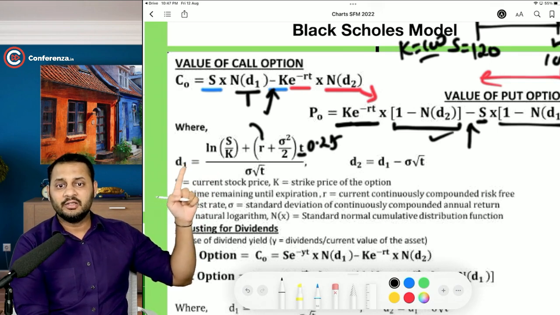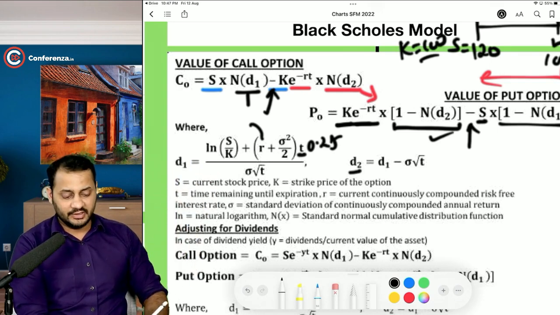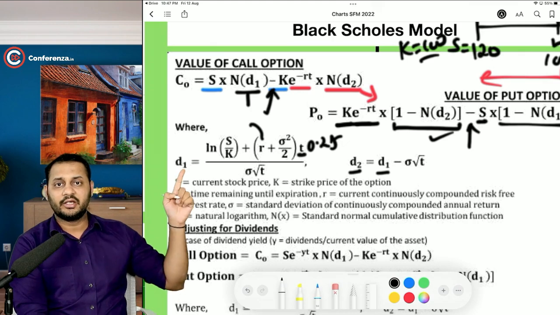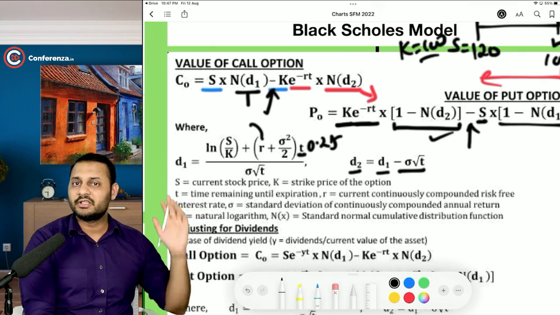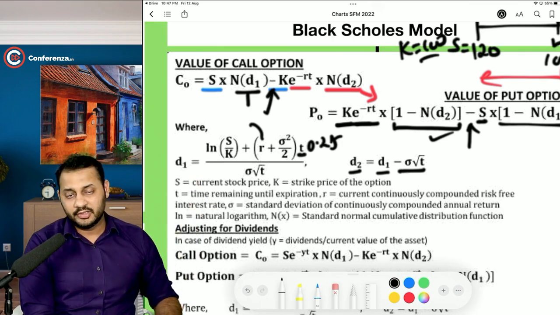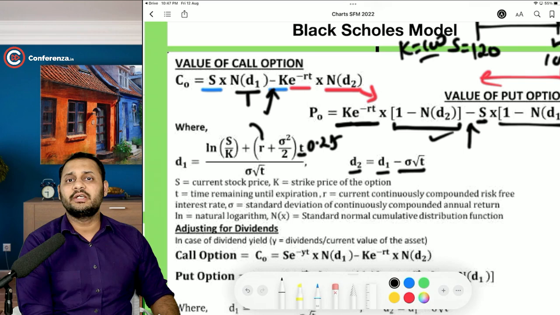Once you calculate d1, calculating d2 is very easy. It is nothing but d1 that you calculated first, minus standard deviation into under root T. So this is the subjective part. I'm not going much deeper into it. But one more thing I will explain.